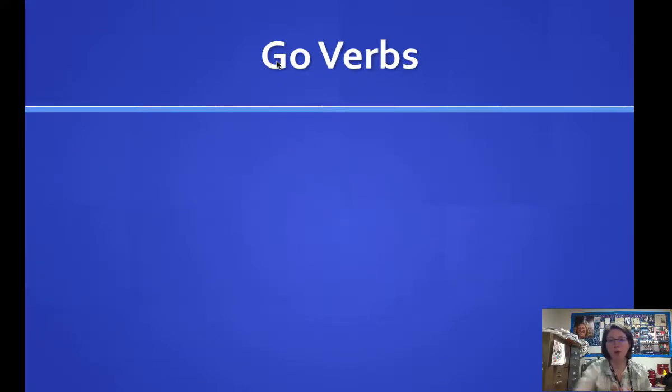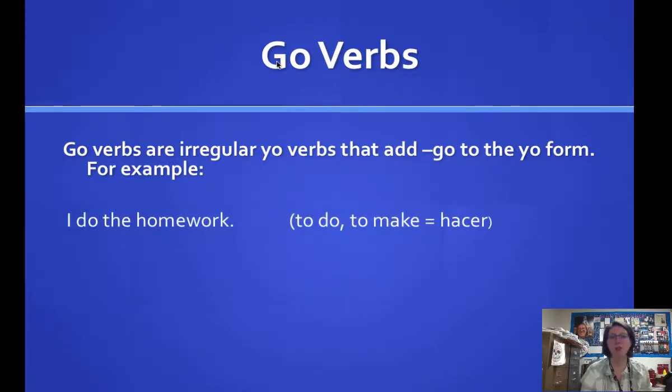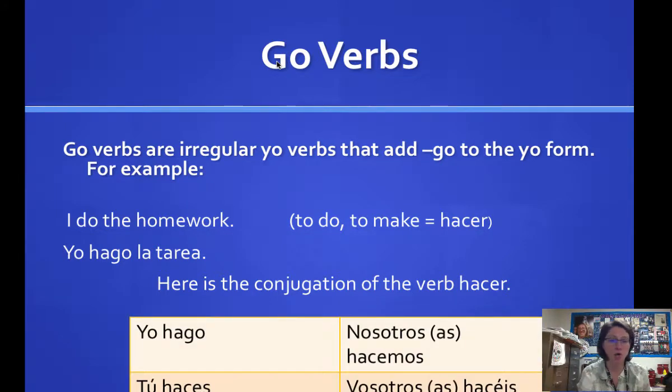So, go verbs are irregular yo verbs that add go in the yo form. For example, we have the verb hacer. Hacer means to do or to make. So in English we'd say I do the homework. In Spanish it'd be yo hago la tarea. So here's the conjugation chart for the verb hacer. Yo hago, tú haces, él, ella, usted hace, nosotros hacemos, vosotros hacéis, ellos, ellas, ustedes hacen. So if you notice this, the yo form is weird because you've dropped off the cer and you've replaced it with go. Hence why we call them go verbs.